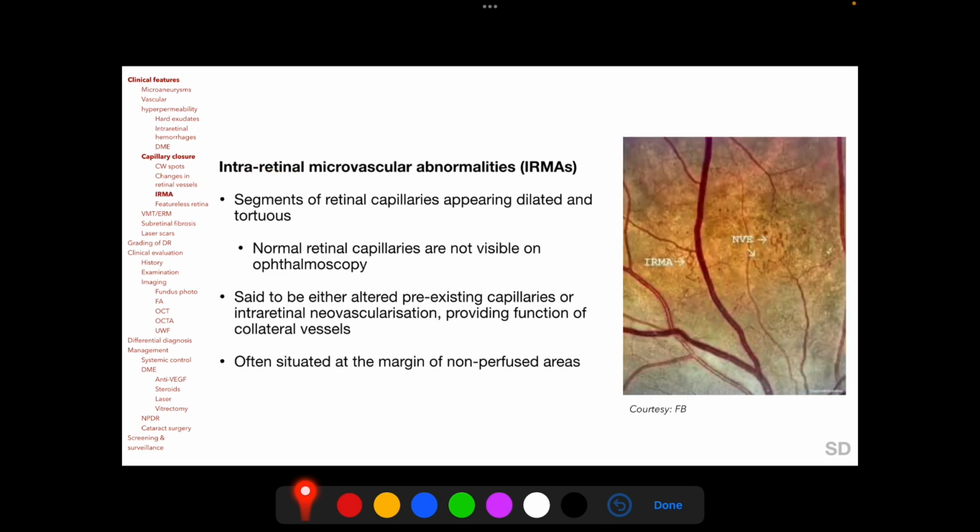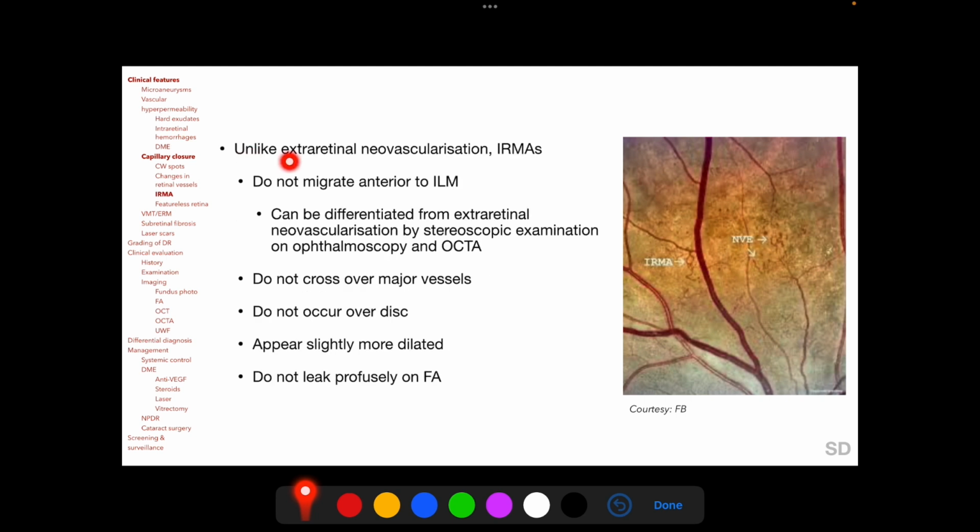Intraretinal microvascular abnormalities, or IRMA, are segments of retinal capillaries appearing dilated and tortuous, as seen here in this clinical photograph. In contrast, normal retinal capillaries are not visible on ophthalmoscopy. IRMA are said to provide the function of collateral vessels and are often situated at the margin of non-perfused areas in the retina. Unlike extraretinal neovascularization, which occurs in proliferative diabetic retinopathy, IRMA do not migrate anterior to the internal limiting membrane and thus can be differentiated from extraretinal neovascularization by stereoscopic examination on ophthalmoscopy and on OCTA.